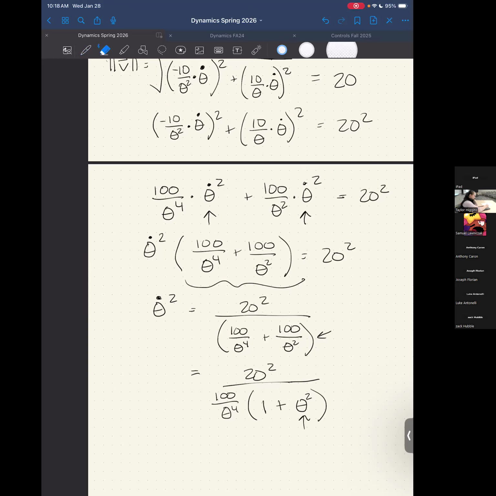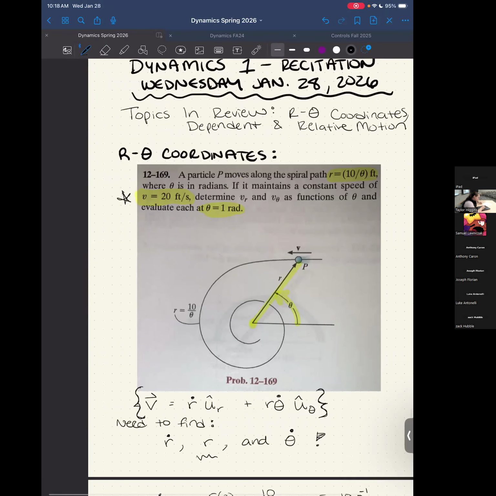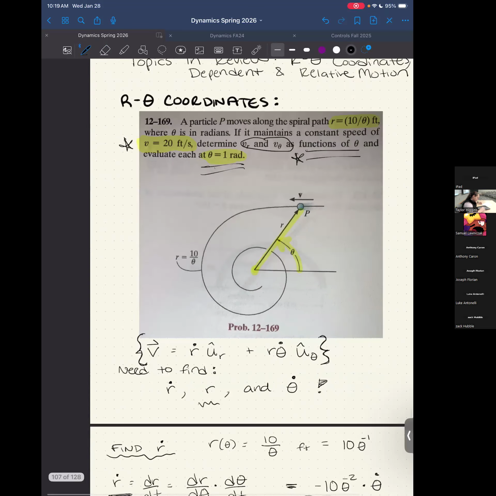Dr. Higgins, at this point, could we also substitute in theta equals 1? I like to wait until the end, especially because it's asking me for two things. It's asking me for v r and v theta as functions of theta, and then separately, it's asking me to plug in theta equals 1. So I haven't gotten far enough to answer this first part of the problem yet. Okay. Thank you. Yeah, great question.